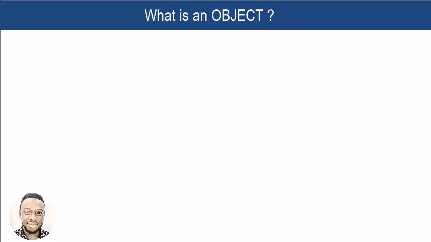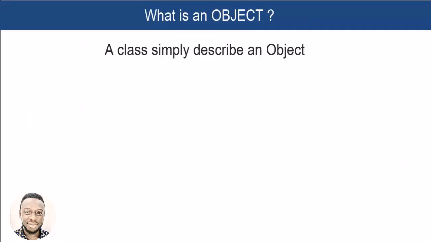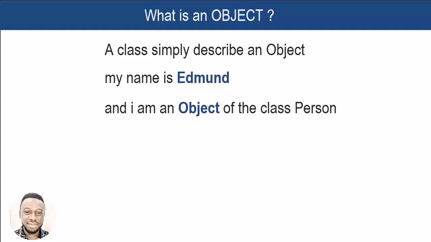Next, what is an object? A class simply describes an object. An object is like a group of data put together by a common theme. For example, my name is Edmond, and I'm an object or instance of the class person. I'm an object with the name Edmond, with variables, functions, and some kind of data structure inside of me.